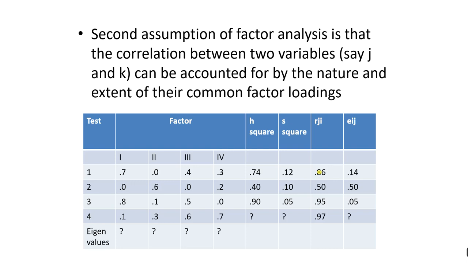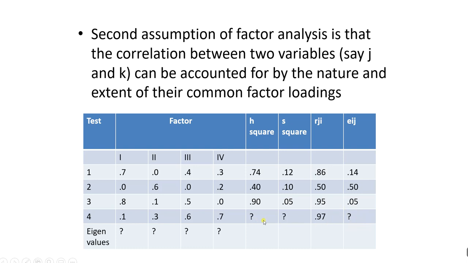And finally, the error variance. The total variance is 1. And if reliable variance is 0.86, that is, the true variance is 0.86, then 1 minus 0.86 is the remaining variance, that is the error variance. So error variance is the reliable variance subtracted from 1, that is the total variance. Likewise, 1 minus 0.5 is 0.50, 1 minus 0.95 is 0.05. And this I have left for your own practice.